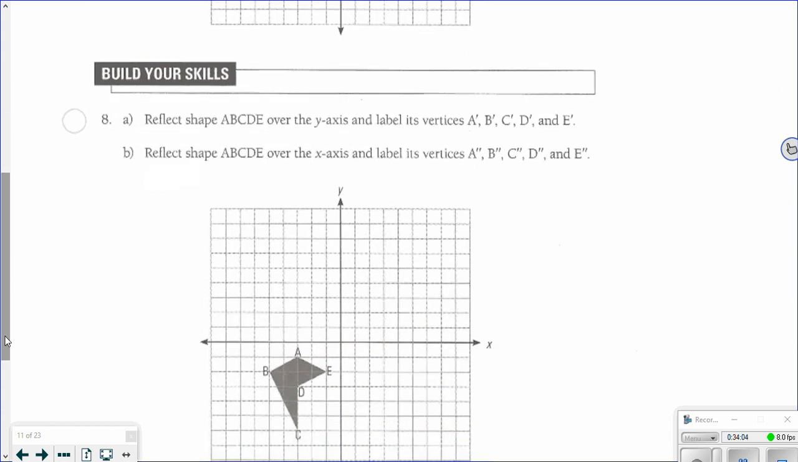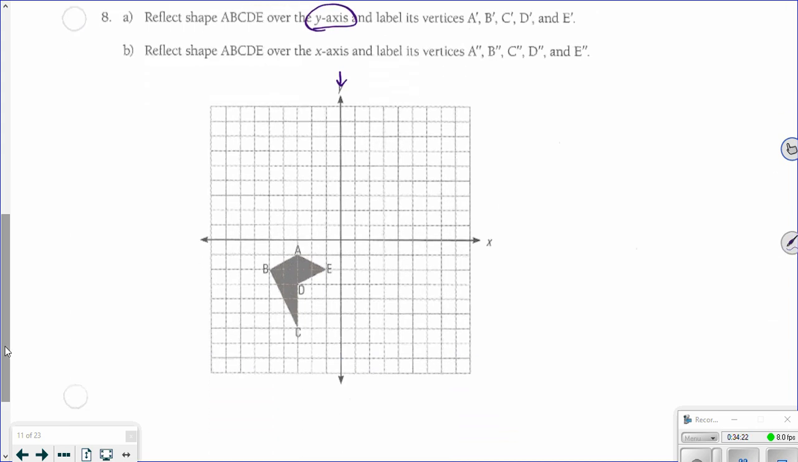Okay, the next one is about reflecting our shape over the y-axis again, over the x-axis again. So the first one is reflect the shape over the y-axis. So across the y-axis, which is this guy. What that means is this shape is going to end up over here somewhere. It's going to flip over that line.